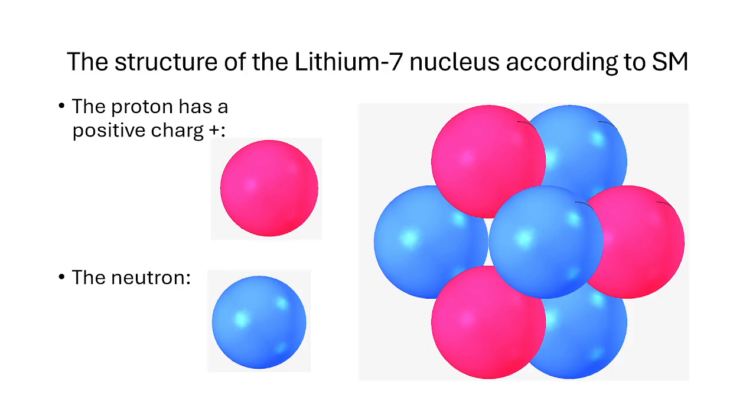The structure of the lithium-7 nucleus according to SM. The proton has a positive charge. The neutron is neutral. The right picture represents the lithium-7 structure.